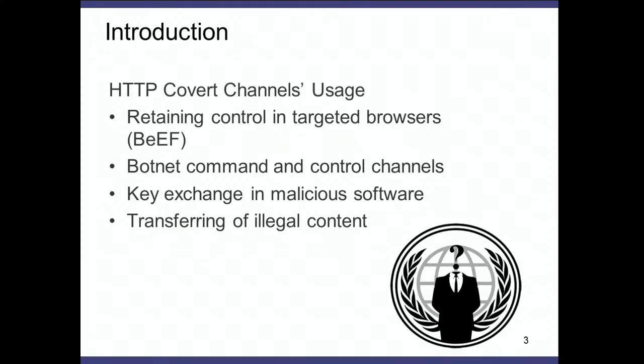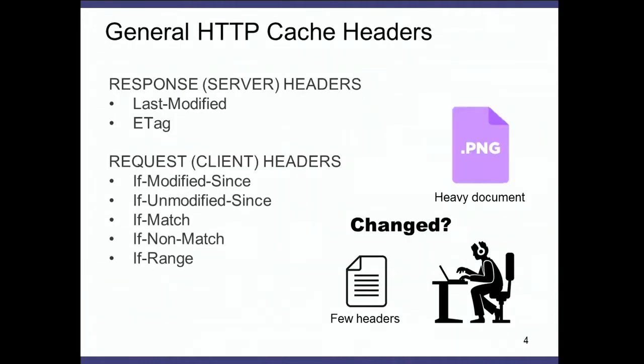So, we found out what covert channels are and why they are needed. They are needed to pass something through. It could be commands and controls, like zombies and botnets, or zombie browsers. If we talk about the BeEF framework, it could be cryptographic keys or key exchange, or they could be used to transfer any illegal content.